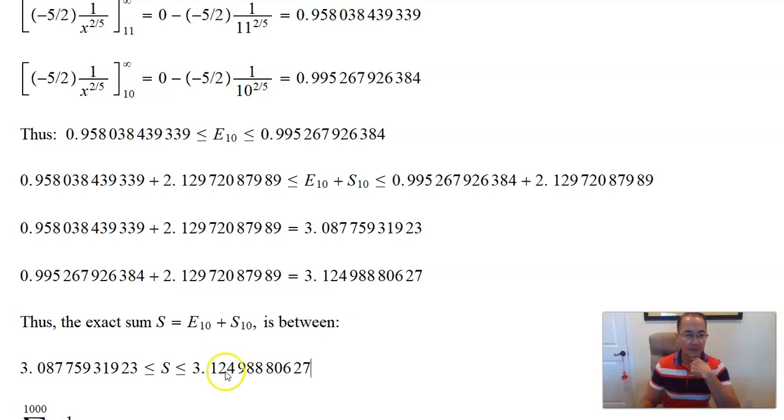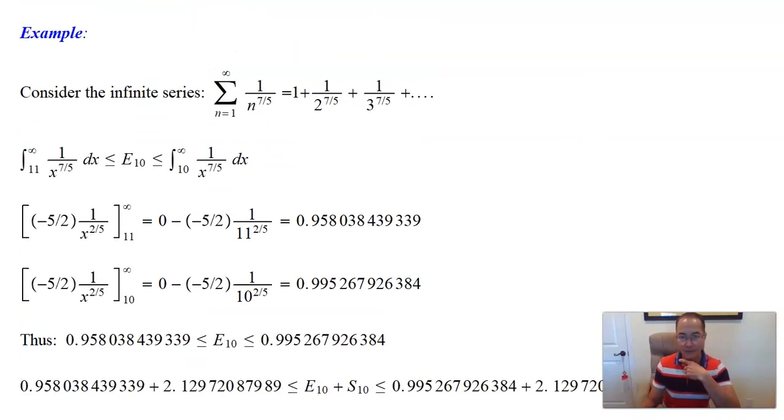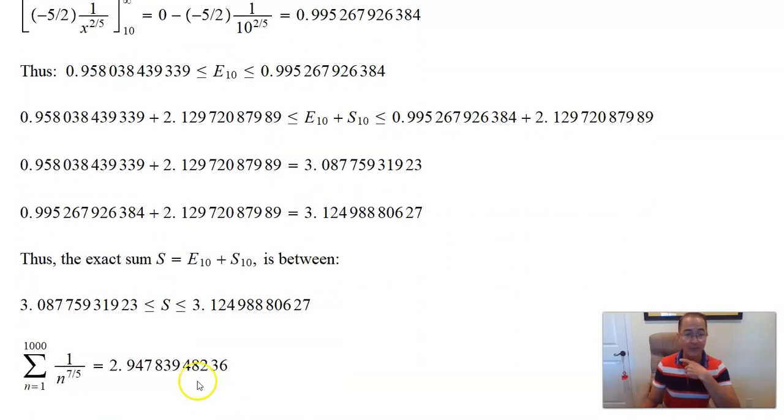Okay, so we can see now that even the 1000 partial sum, I think I just saw it. Where was it? Oh no, I think I left it behind in the previous screen. Did I? No, it's right there. 2.947. That is still a lot smaller than this number. Okay, so 1000 is not enough. We can't even trust S1000.